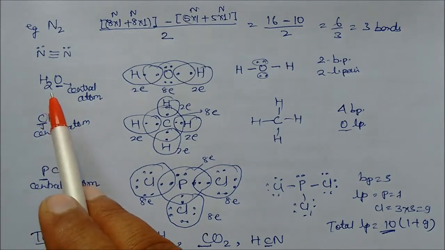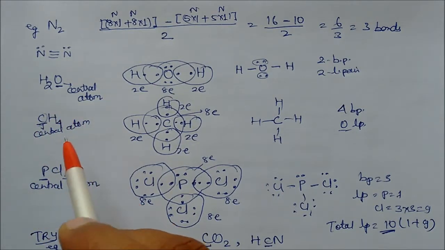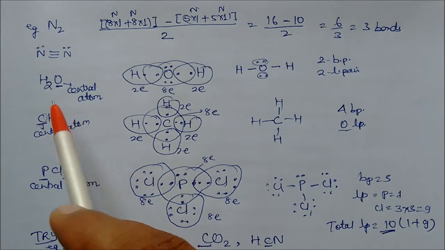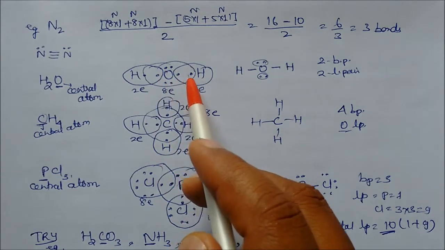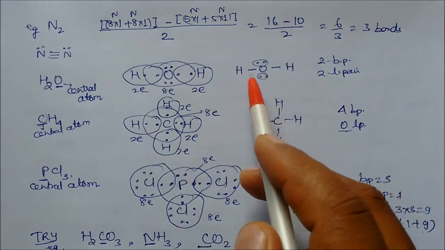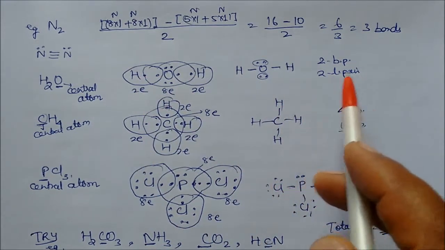Similarly, we can see some other structures like H2O, how we can draw its Lewis structure. So oxygen is the central atom. Oxygen has 6 electrons, and each hydrogen shares 1 electron, so 2 are shared. So we can see in the diagram, they have 2 bond pairs and 2 lone pairs.